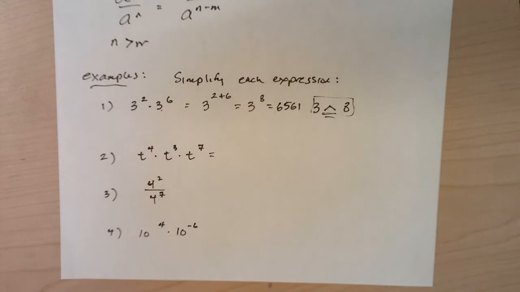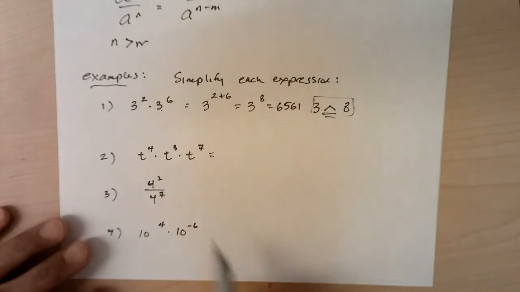T to the 4th, t cubed is how you would actually say it. That's t to the 3rd power. And then t to the 7th. So you can just take it 2 at a time. Some of you might be able to simplify this all in one step.